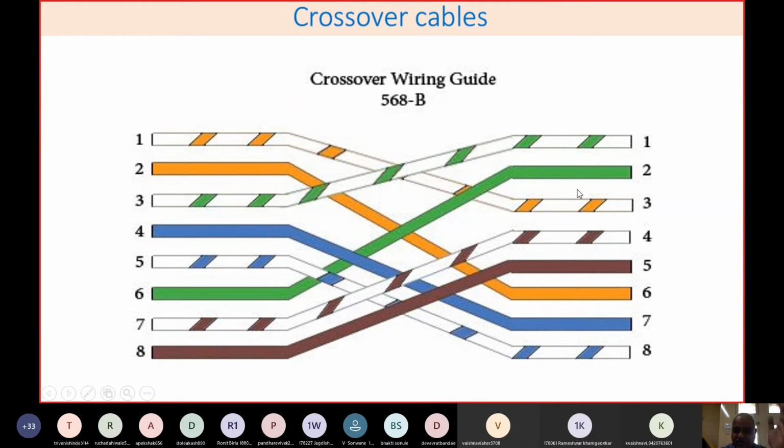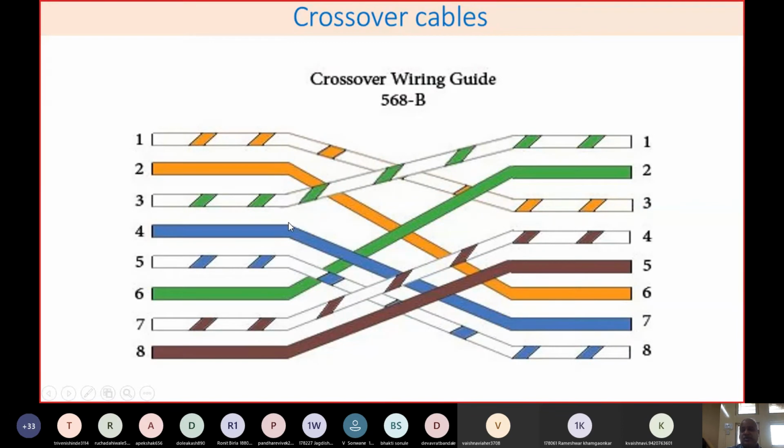Why do we need to go for a crossover cable? Because let us say you want to connect switch to switch, or laptop to laptop, or computer to computer. Then there should be one transmitter and another receiver, and the receiver has to be made transmitter, and the transmitter has to be made receiver. And for that, the switching is done: you will find here the wires are switched between 2 and 6 and 1 and 3.